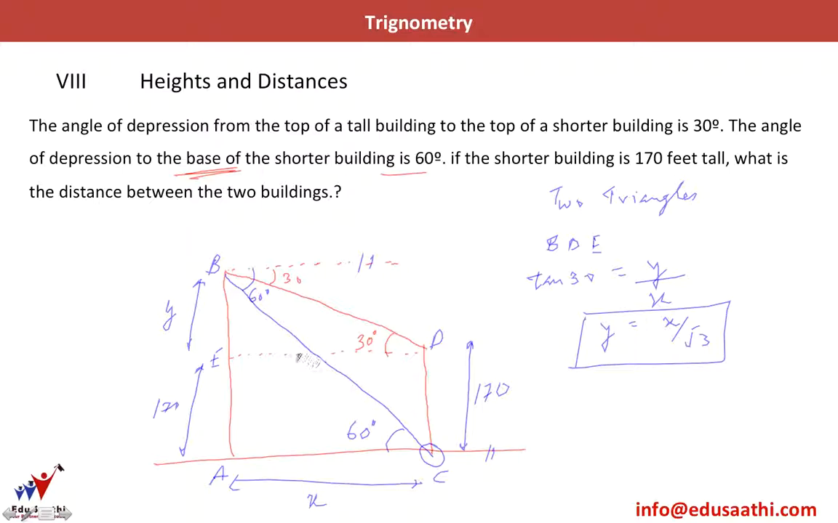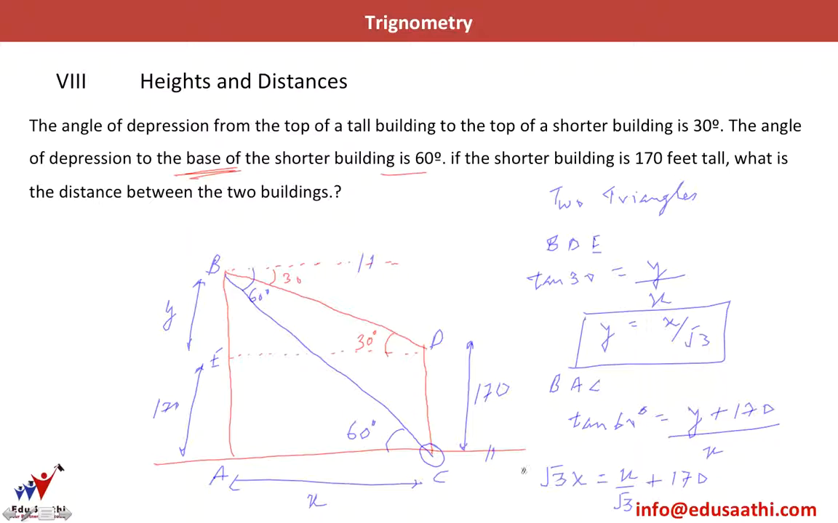Let's look at the second triangle. I'll take the triangle B, A and C. I have tan 60 degrees is equal to y plus 170, which is the perpendicular, by the base, which is x. Now tan 60 is nothing but root 3. So if I take x here, I'll get root 3 x is equal to y plus 170. y is what? x divided by root 3. So I have x divided by root 3 plus 170.